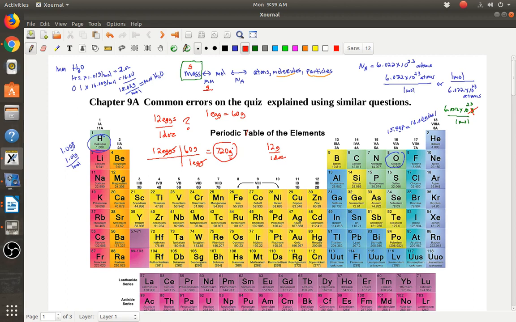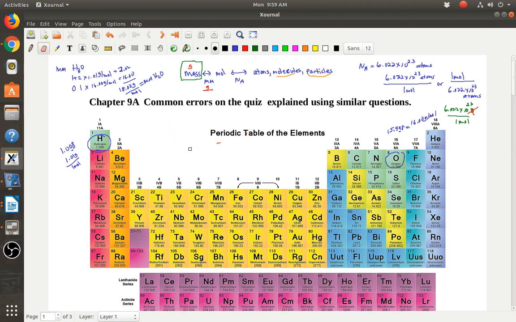What if I had a dozen people? 12 people is a dozen people. But 12 people don't weigh 720 grams. 12 people weigh a lot more than that. So you need to be very careful and not get the mass confused with how many you're dealing with. Okay, we're going to move forward now. I'm going to erase all this.